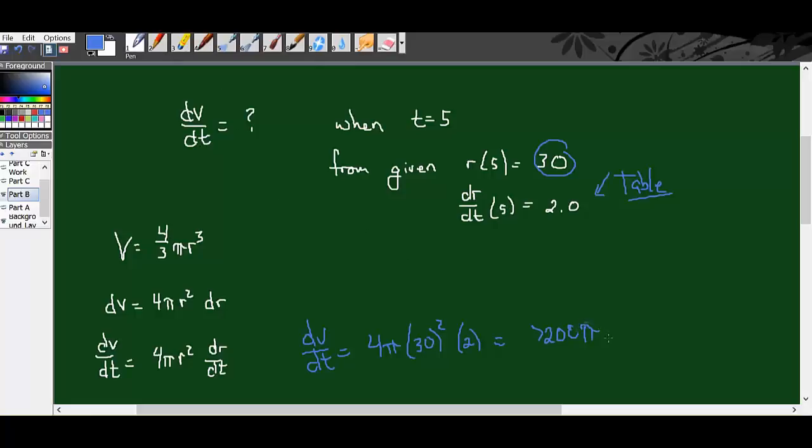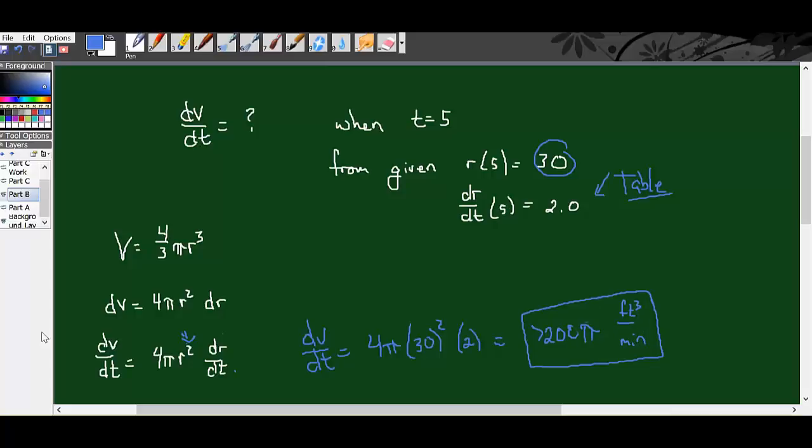And the units are going to be what? This is feet squared, right? Feet times feet is feet squared, and this is feet per minute. So that's going to be cubic feet per minute. The AP exam is really emphasizing understanding with units, so make sure you always include your units. They even tell you to indicate units of measure, so you have no reason to forget. But that's 7,200 pi cubic feet per minute.